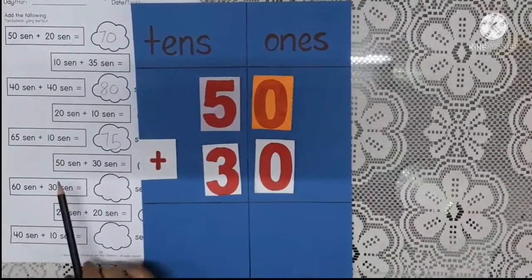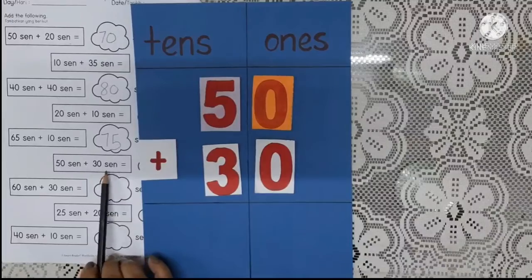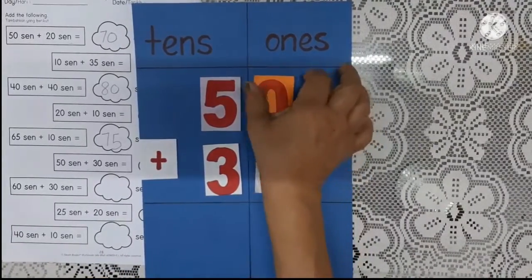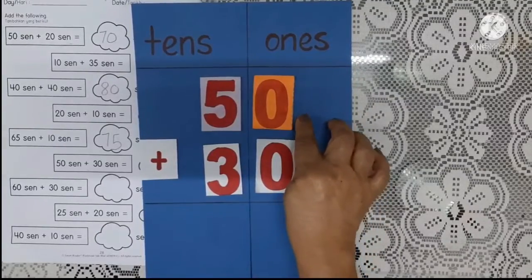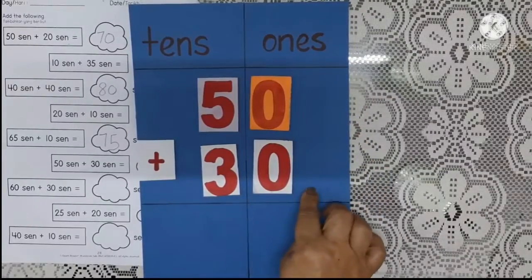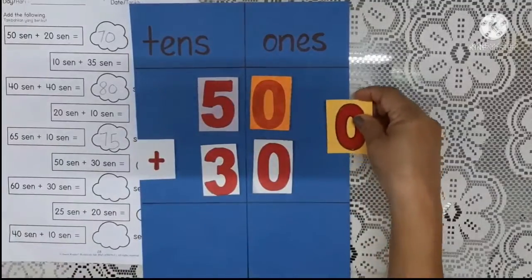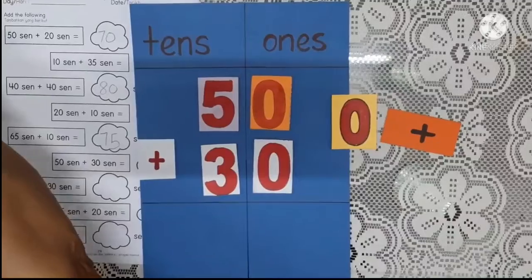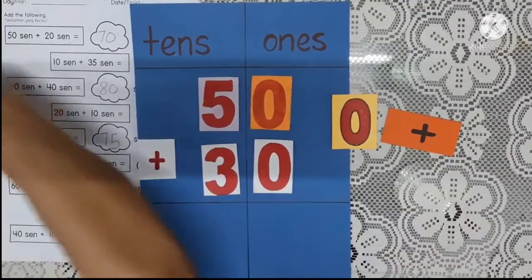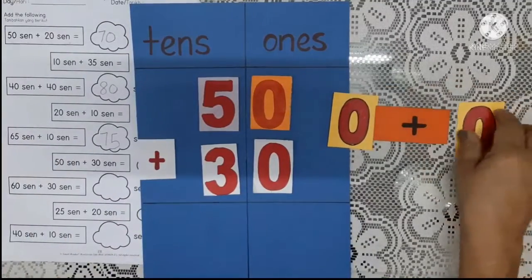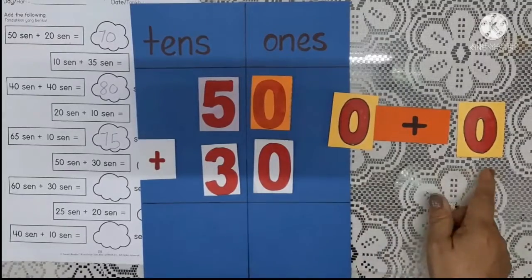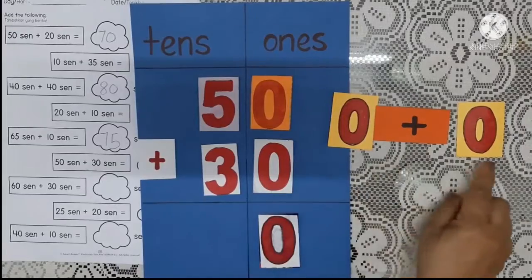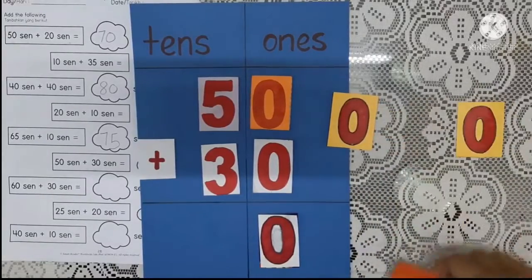Now the next question. 50 cents plus 30 cents. 50 plus 30. Now let's do the ones column first. 0 plus 0. 0 plus 0 equals 0 because we do not have to add anything.